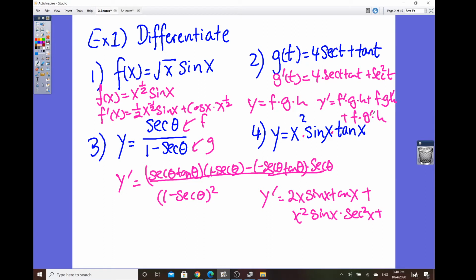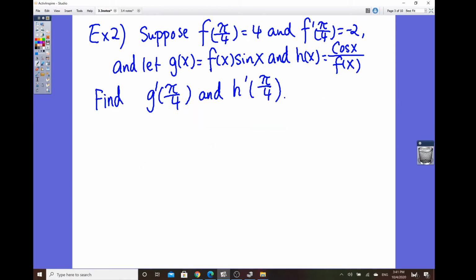And then plus f times g prime times h, so x squared times g prime, the derivative of sine of x, which is cosine of x, times tangent of x. You can take out the greatest common factor if you want, but it's not required. Okay, so that is the derivative in general.